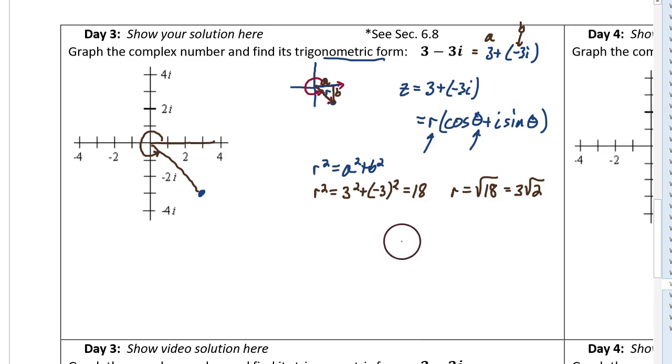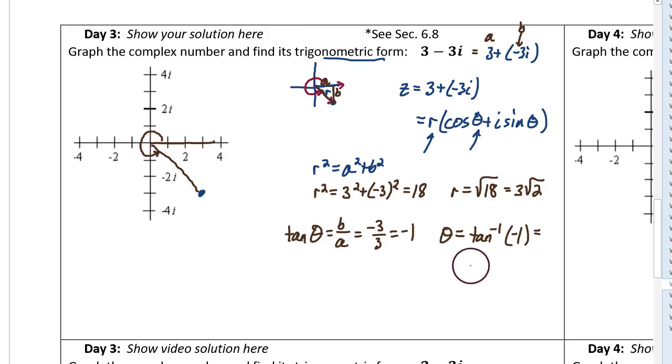What we have to work with are values of a and b. Let's use the tangent function. The tangent of theta is equal to b divided by a, which in our problem is negative 3 over 3, which is equal to negative 1. Theta will be the inverse tangent of negative 1. That is, what angle in quadrant 4 has a tangent value of negative 1? That angle is 7 pi over 4.